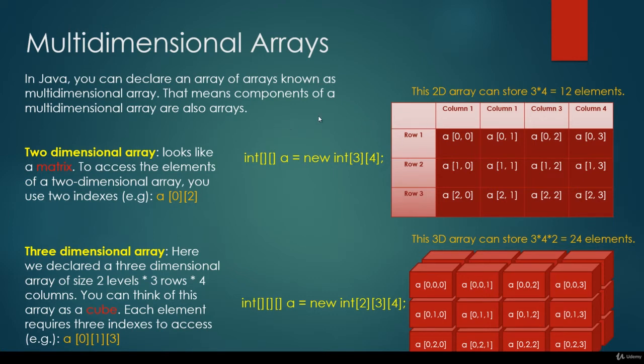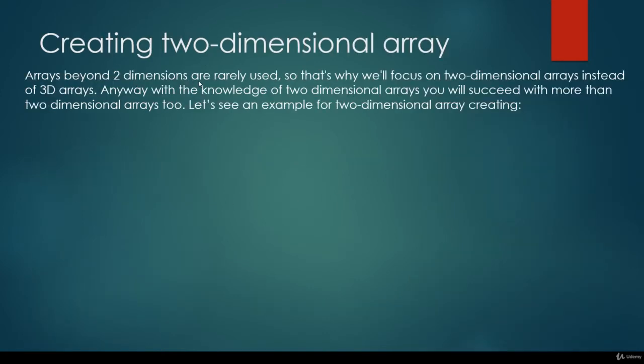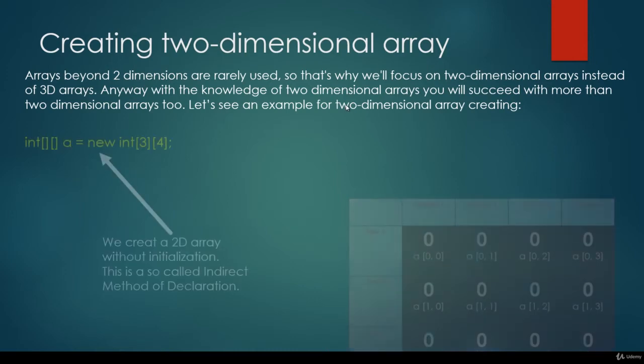A simple 1-dimensional array is a 1-dimensional structure. A 2-dimensional array is a 2-dimensional structure. A 3-dimensional array is a 3-dimensional structure. Arrays beyond 2 dimensions are rarely used, so that's why we will focus on 2-dimensional arrays instead of 3, 4, and more dimensional arrays. Anyway, with the knowledge of 2-dimensional arrays, you will succeed with more than 2-dimensional arrays too. Let's see an example of a 2-dimensional array.